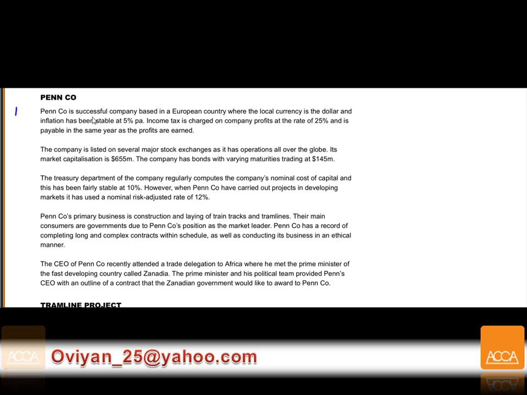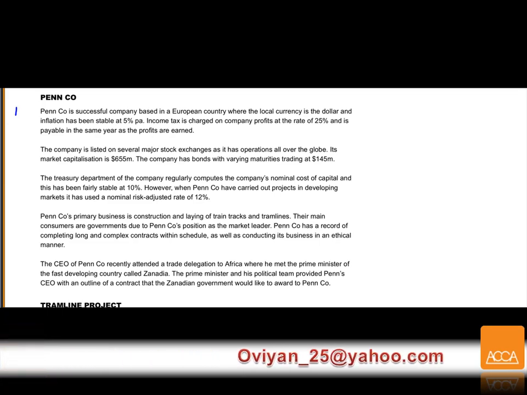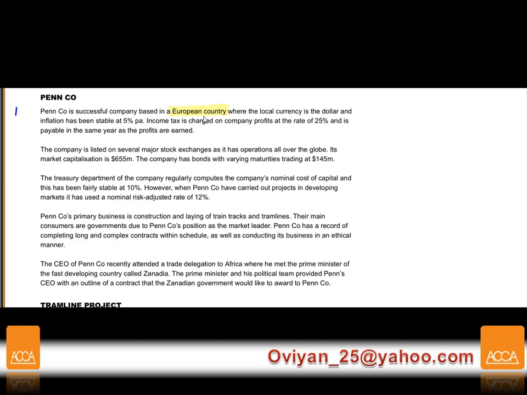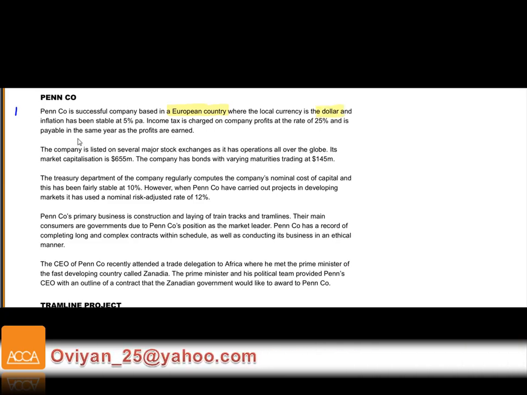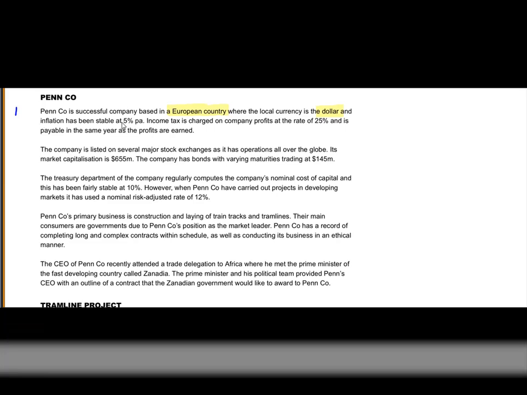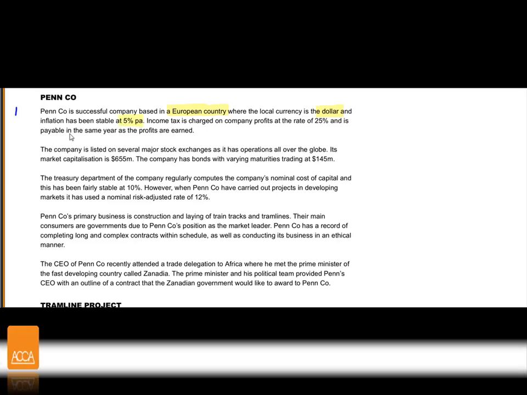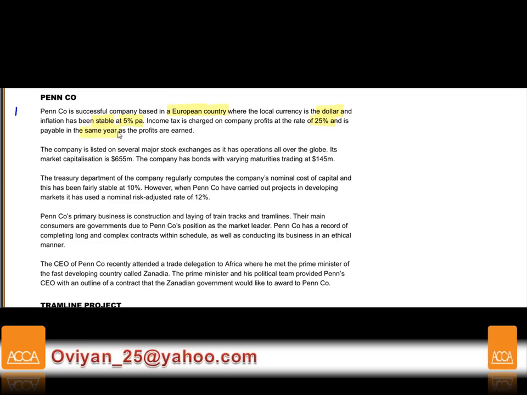Now Pen is a successful company. Okay, they're a very good company based in the European countries. So this is where they are situated. It's in one of the European countries. We're not told the country's name, so we're just going to say the country is Europe, and the local currency is dollar. Probably it's euro dollar, but we're just going to say it's dollar. And inflation has always been stable at 5%. So the economy does sound stable at 5%. Income tax is charged at 25% and is payable in the same year in which the profits are earned.